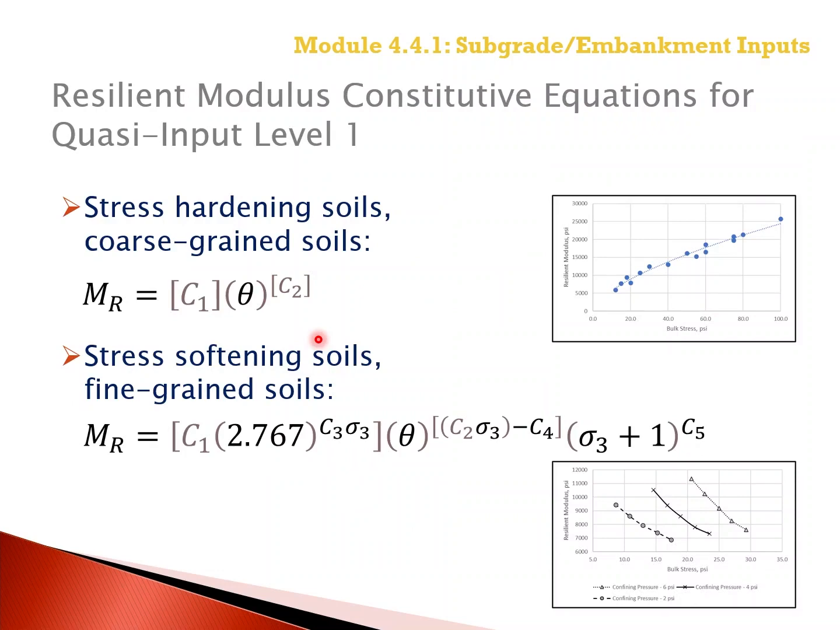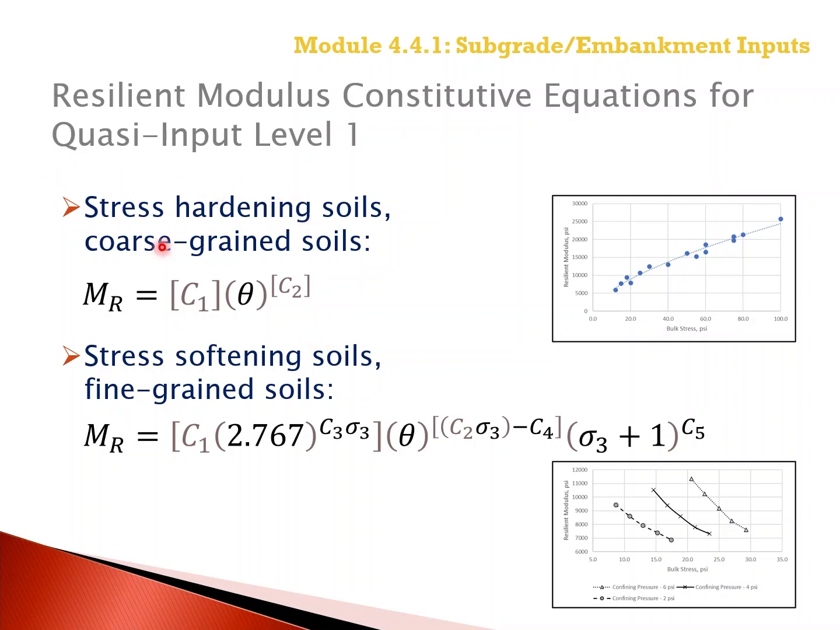So different constitutive equations can be used to determine the subgrade embankment responses depending on whether the soil is stress softening or stress hardening. There are many different constitutive equations that can be used. The ones displayed on this slide are two examples which can be used.